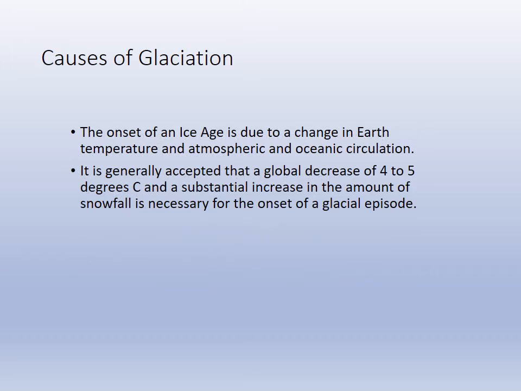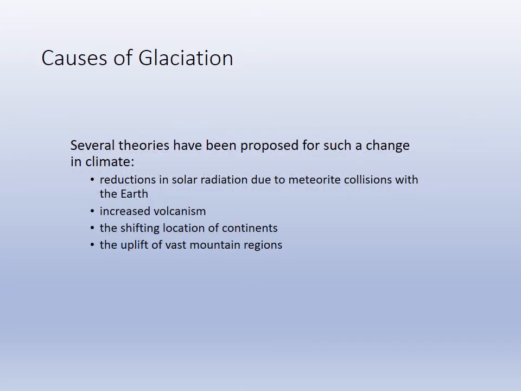Glaciers are caused by the change in temperature of the Earth, some natural, and of course we do have human-influenced climate change, which is causing our glaciers to recede at a greater rate than expected. Reductions in solar radiation, volcanism, shifting of continents, which would change ocean circulation, uplift would also cause climate change. Those are some of the natural factors.